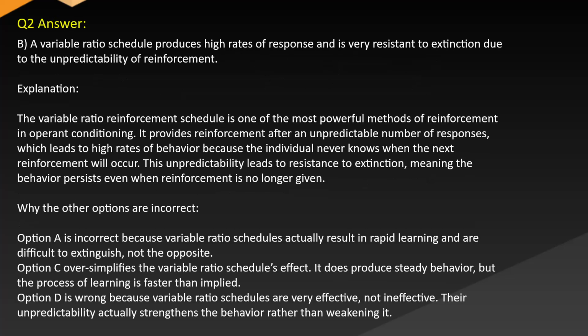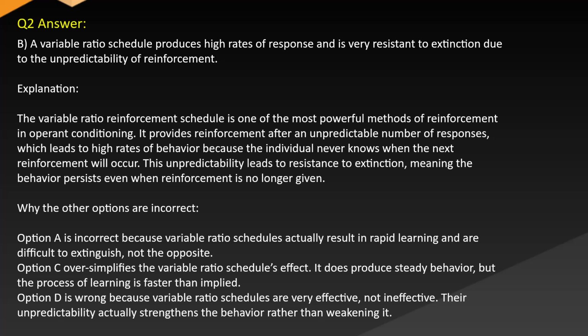Answer. B. A variable ratio schedule produces high rates of response and is very resistant to extinction due to the unpredictability of reinforcement. Explanation. The variable ratio reinforcement schedule is one of the most powerful methods of reinforcement in operant conditioning. It provides reinforcement after an unpredictable number of responses, which leads to high rates of behavior because the individual never knows when the reinforcement will occur. This unpredictability leads to resistance to extinction, meaning the behavior persists even when reinforcement is no longer given.